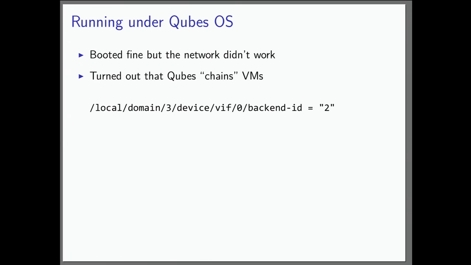So you run all these VMs. You run your control VM. Then you run the VM with the browser. Then you run the VM with the firewall. Your traffic goes into the VM with the firewall, and from the VM with the firewall, it goes into the VM with the browser.